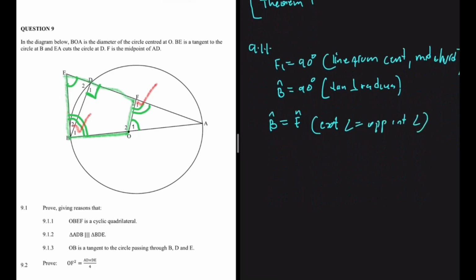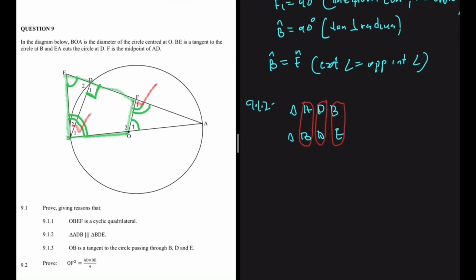And now let's do 9.1.2. For 9.1.2, we're supposed to prove, given reasons, that triangle ADB is similar to triangle BDE. And let me tell you something about the way they name their triangles in an examination. Angle A here should be equal to this angle B on the other triangle, and then angle D should be equal to angle D on the other triangle, and consequently B and E should be equal to each other. So what are we saying?